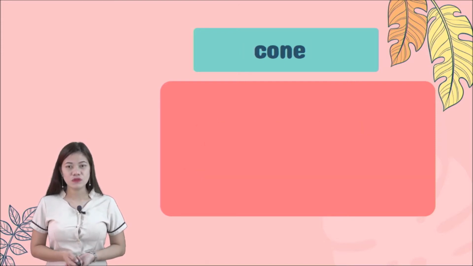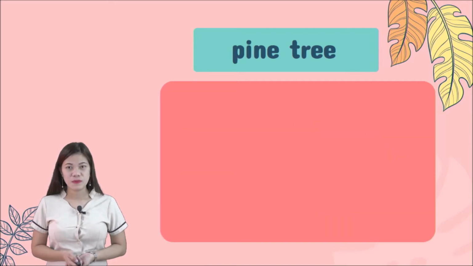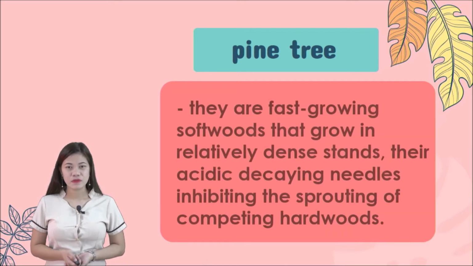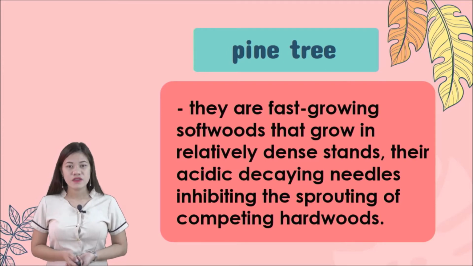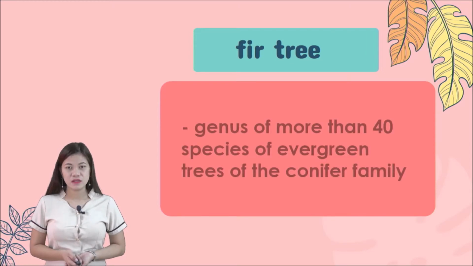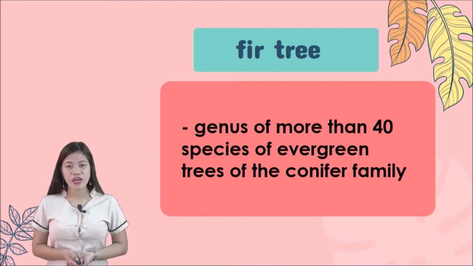Next we have cone. Cone is any of several flower or fruit clusters suggesting a cone. Next we have pine tree. Pine trees are fast-growing softwoods that grow in relatively dense stands. Their acidic decaying needles inhibit the sprouting of competing hardwoods. Next we have fir tree. Fir tree is a genus of more than 40 species of evergreen trees of the conifer family.